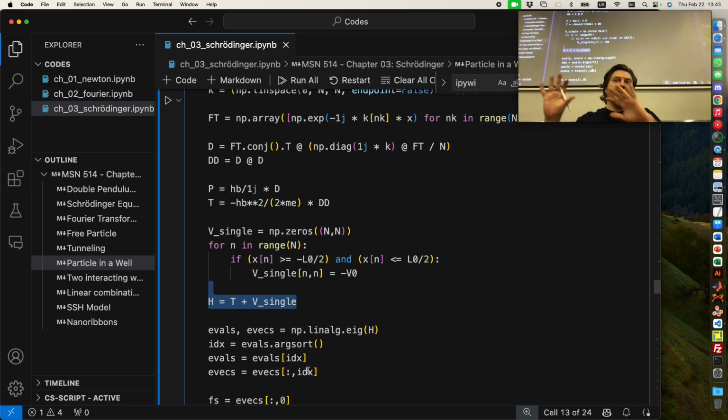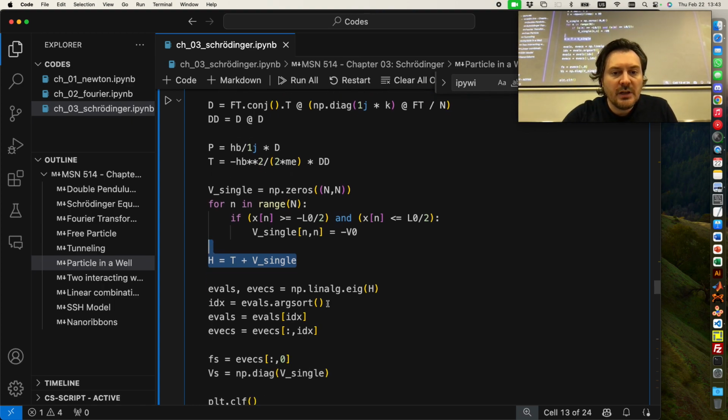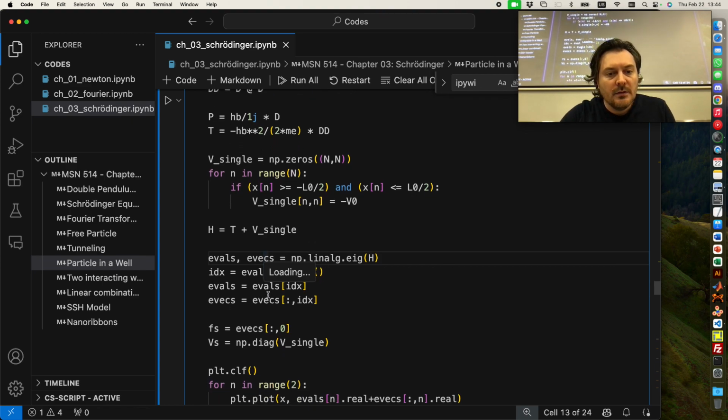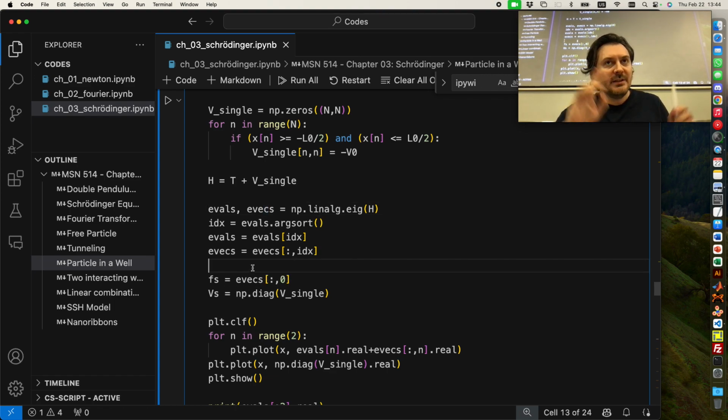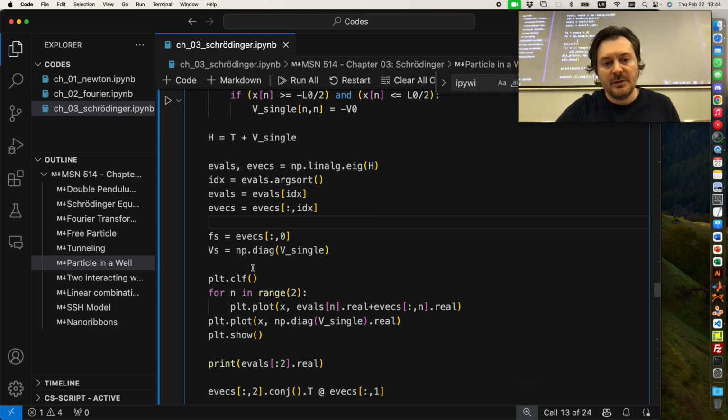And remember, we have sent time away. We are just looking at energy eigenstates. We are just going to find the eigenvalues and eigenvectors of this Hamiltonian. And eigenvalues will correspond to energies. Eigenvectors will correspond to energy eigenstates. So far, any questions? No? These are some stuff that we will use later on. Just ignore that part for now.